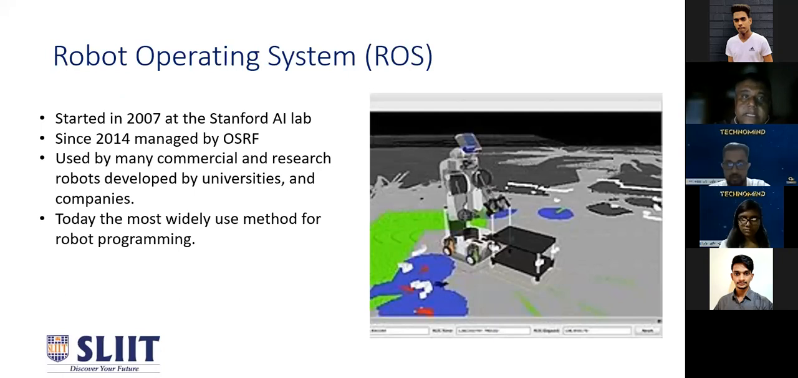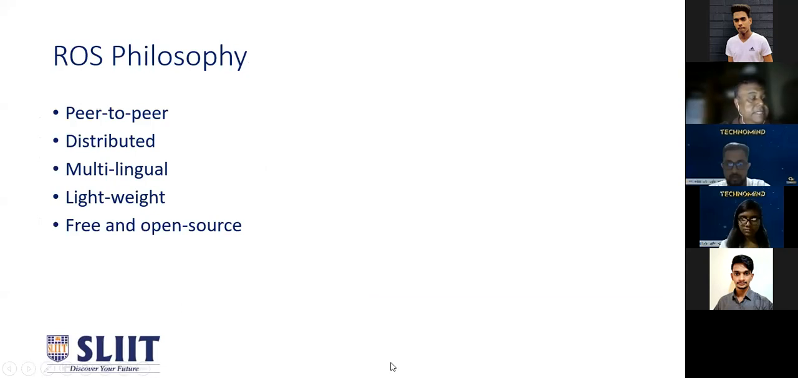ROS started in 2007 at the Stanford AI Lab, and since 2014 it is managed by the Open Source Robotics Foundation. It is a community-based, open source project where independent developers contribute their software and create various distributions. The advantages are that ROS has a peer-to-peer architecture, and it supports distributed architectures. You can run some of the components on one computer and some others on a different computer. In fact, you can have any number of computers. Some of these computers can be embedded devices, some can be PCs, and so on. You can use multiple languages. It's lightweight and open source, so it is quite powerful.